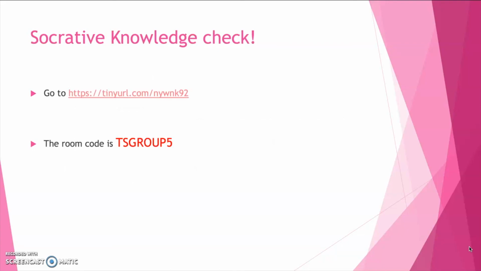Now let's check your knowledge. Log on to Socrative or use the tiny URL above and enter the room code. The room code is TS Group 5. Lowercase and uppercase letters do not matter. Good luck!